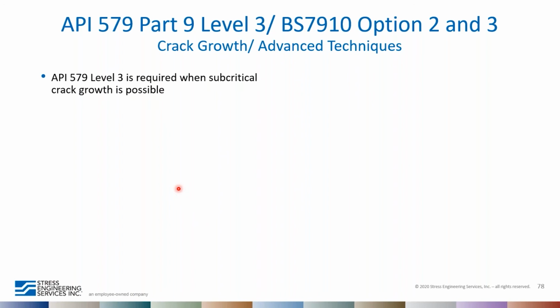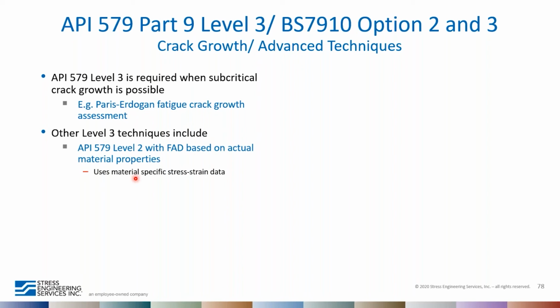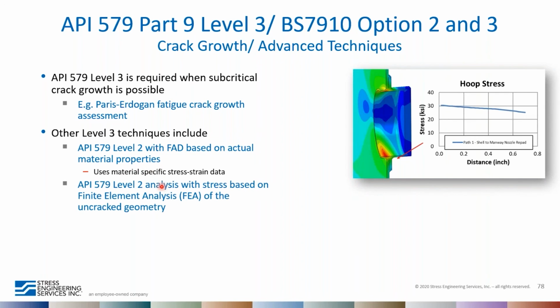Okay, and then we move on to level 3, or option 2, option 3 in BS 7910, more advanced techniques. In 579, level 3 is required when crack growth is possible, and that uses the Paris law that we just discussed briefly. A few other level 3 techniques include starting with a level 2 FAD, but based on actual material properties. So that modifies the shape of the FAD a little bit and provides a more accurate result.